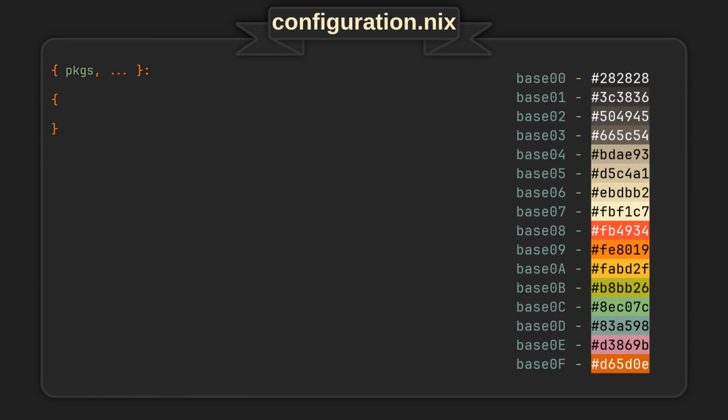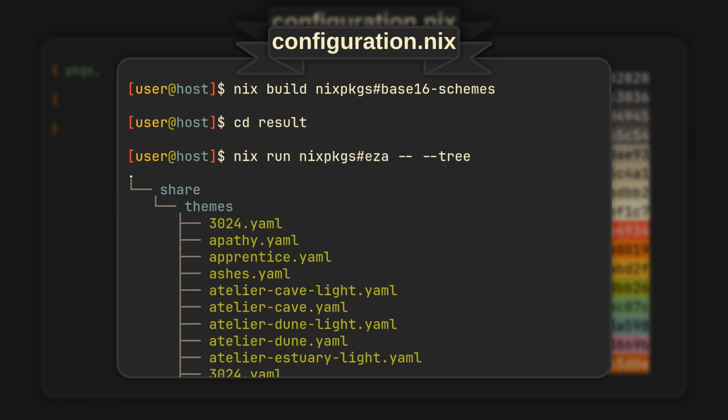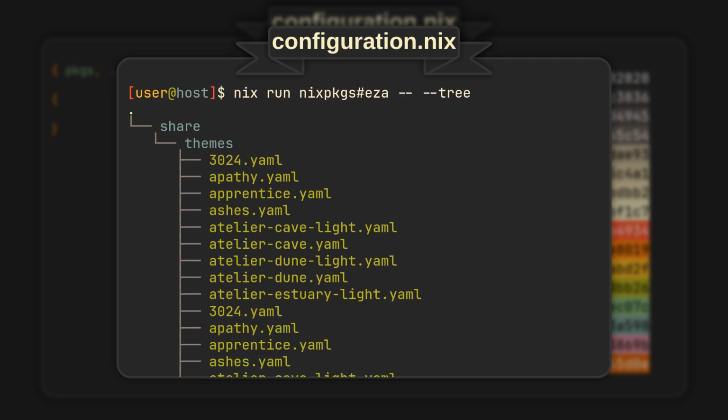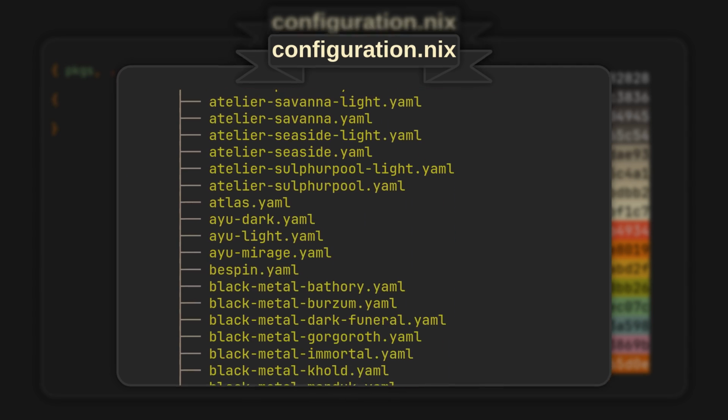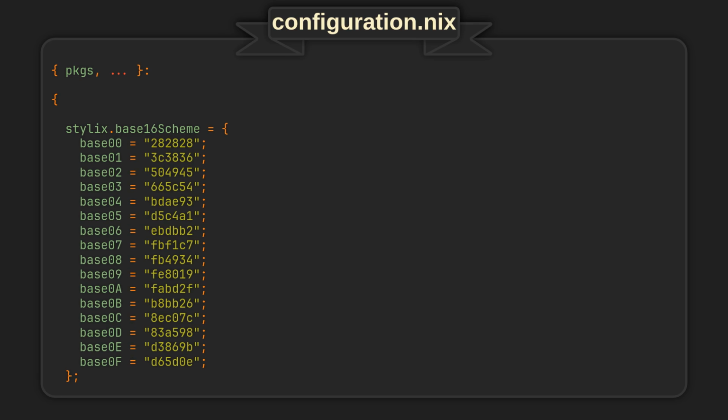Stylix uses a base16 color scheme framework, which means that it only needs 16 colors to style your desktop. There are plenty of base16 color schemes available online, but the easiest way to get one is through the base16-schemes package from Nixpkgs. It contains a bunch of themes under the /share/themes directory, and the easiest way to choose one is to simply build the package and check the result directory. Afterwards, we can simply pass one of the schemes directly, or define them manually using a Nix set.